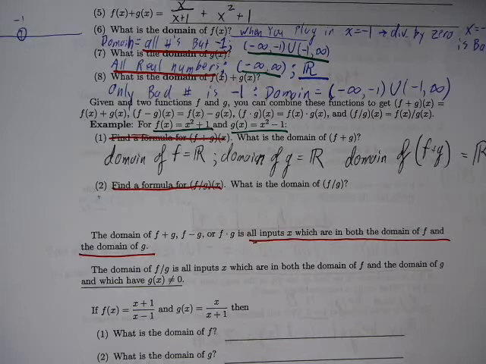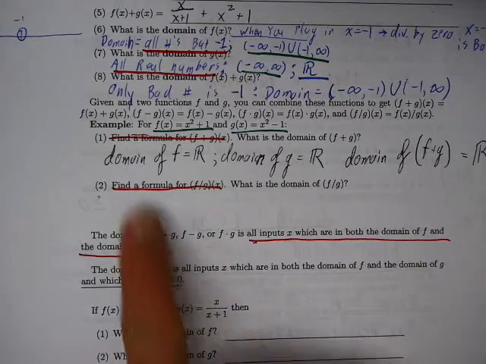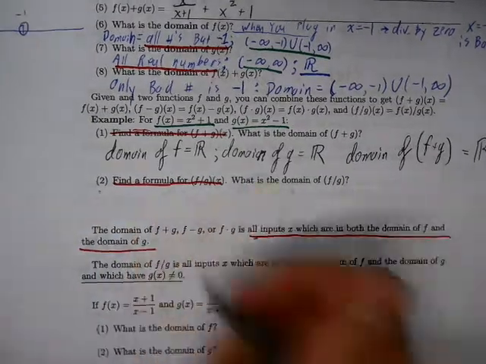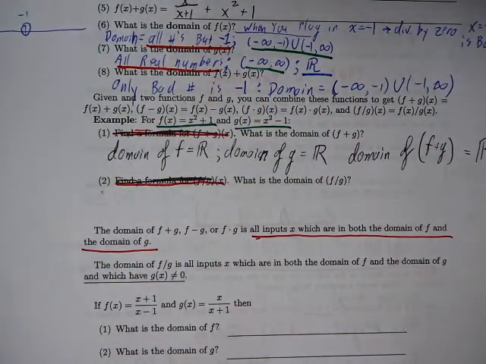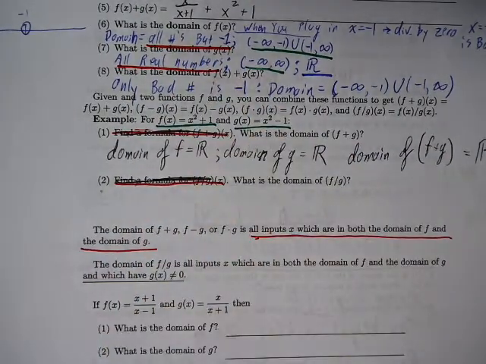So if g of x is 0, that number is not in the domain. So let's use that. Same question: let's find the domain of f divided by g for these same two functions. Let's find them one at a time. What's the domain of f?